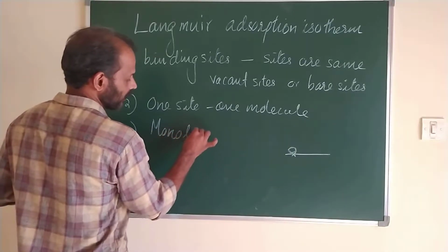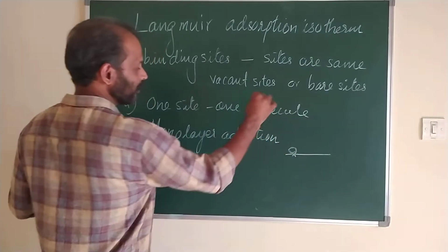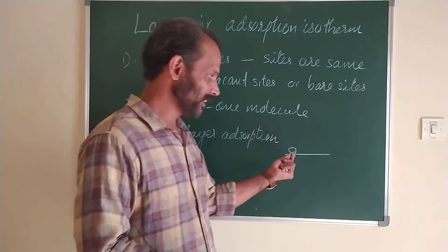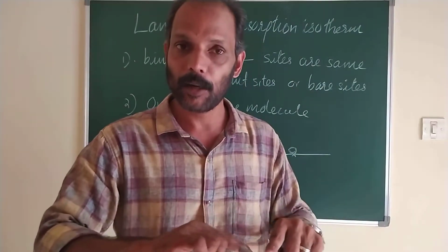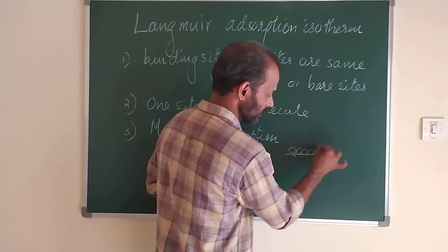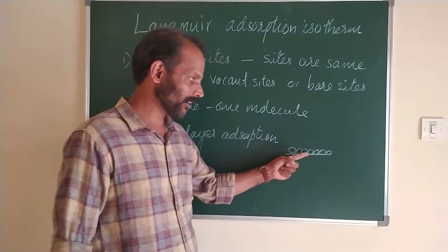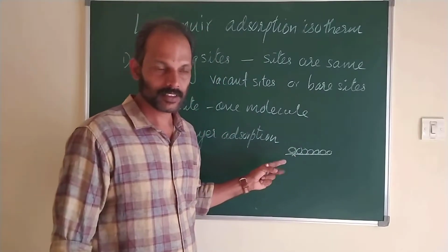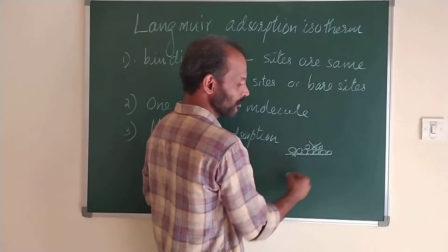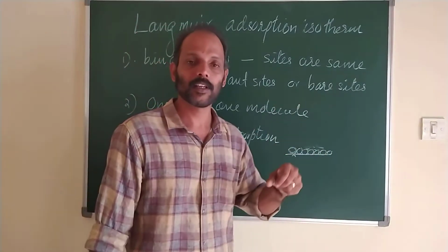Monolayer adsorption. That means when adsorbate molecules come closer to the surface and get adsorbed, each and every vacant site is completely occupied, then what happens? A monolayer of adsorbate is formed on the surface. No multilayer adsorption is possible. That is, a next layer is not possible according to Langmuir. So only monolayer adsorption is possible.